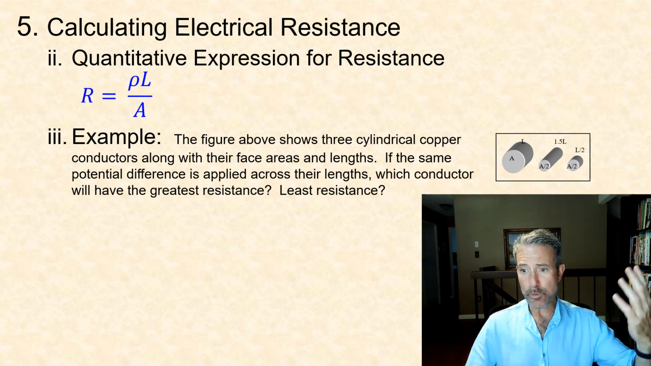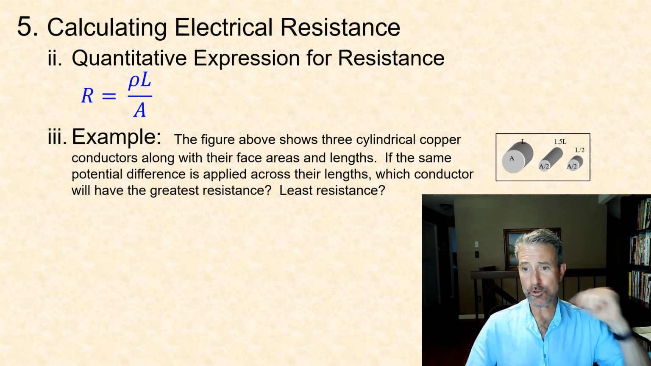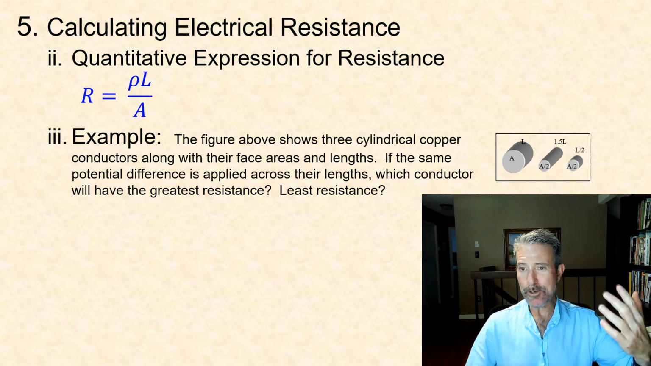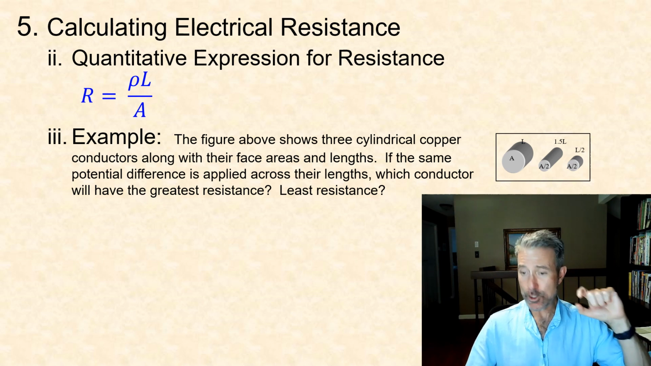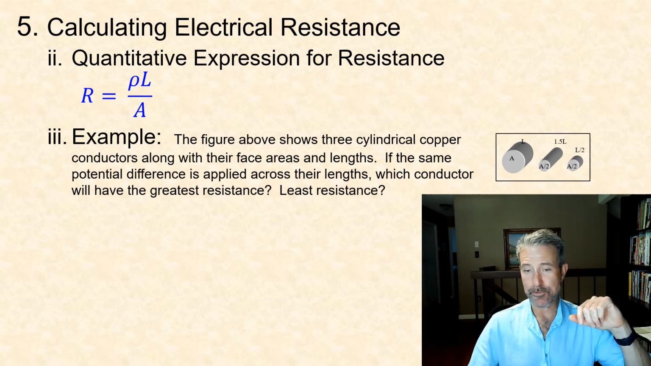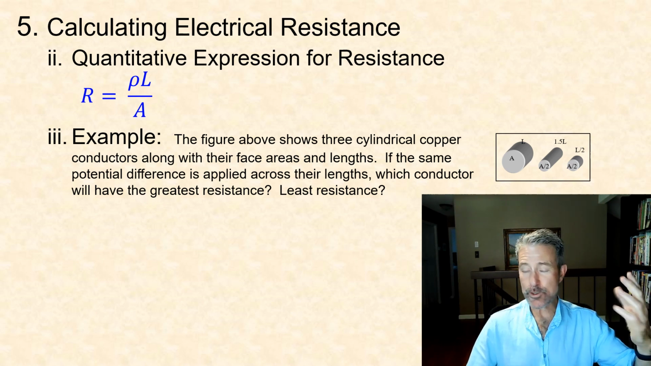And in this example here, we're given 3 different cylindrical copper conductors. The first conductor, the conductor on the left, has a length L, cross-sectional area A. The middle conductor is longer. It's 1.5 times as long, but it has only half the cross-sectional area. And the conductor on the right-hand side, again, has only half the cross-sectional area as the first one, and has half the length of the first one. So we're asked how the resistances of each of these 3 conductors compares.